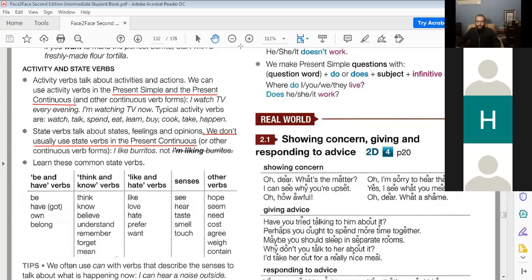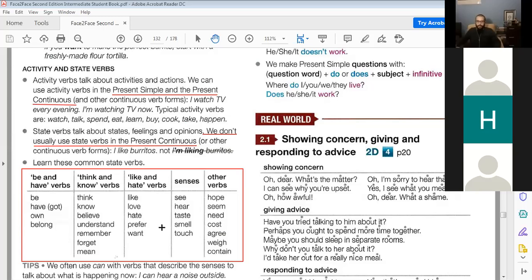So here is a nice list of common state verbs. When we say common, it means we use these a lot in everyday language. So you have the be and have group: I am, is, was, were, have been, the whole thing with the verb to be. Then you have have got or have for possession, own, belong. They also think and know verbs: think, know, believe, understand, forget, remember, mean. Then like, hate and prefer: like, love, hate, prefer, want, the senses, all of them, and other verbs: hope, seem, need, cost, agree, weigh, contain.